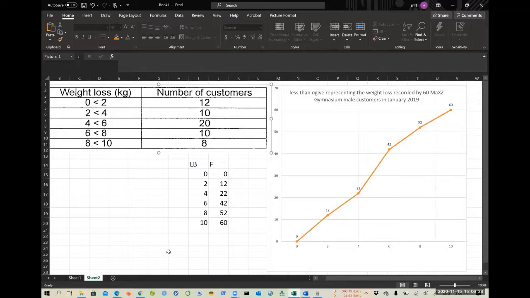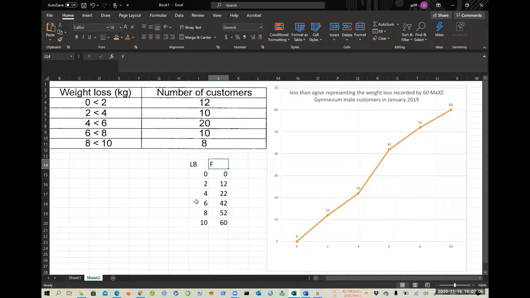So you have the lower boundary. So start with the lower boundary. So lower boundary is 0, 2, 4, 6, 8, and 10. And then you want to find the cumulative frequency. So this is the cumulative frequency. It means, what is the frequency less than 0? So that will be 0. Less than 2 will be 12, and then less than 4 will be 12 and 10, so you get 22. Less than 6, you get 42. Okay, it's a sum of 12, 10, and 20, and then so on, right? So you get from 0 to 60.